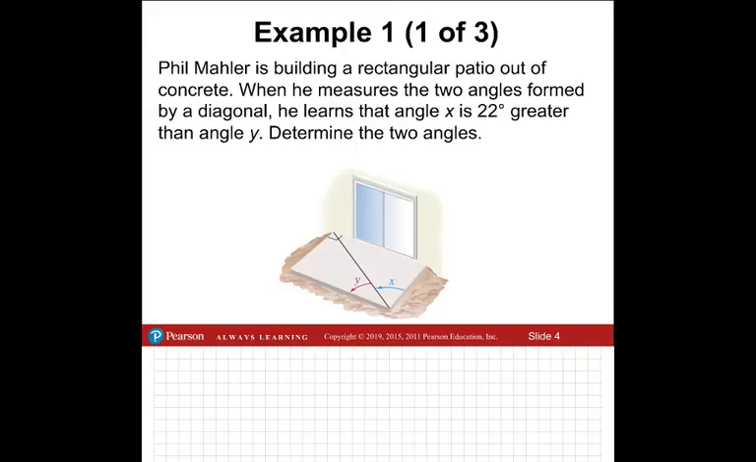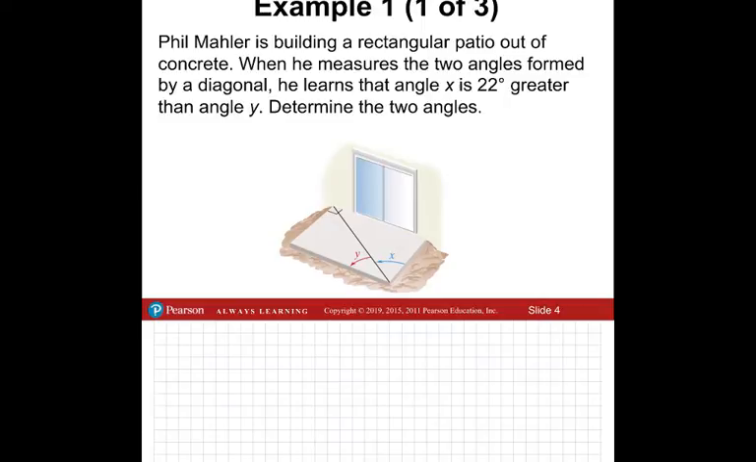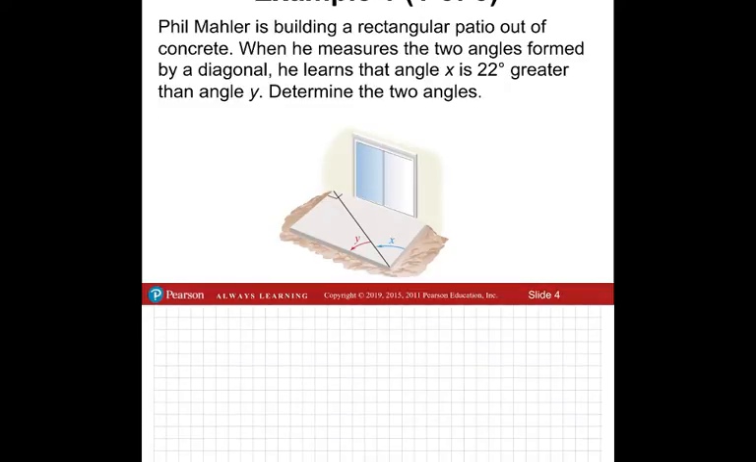He learns that angle X. Okay, so let's translate that sentence. It says angle X is 22 degrees greater than angle Y. So the direct translation is that X is going to be equal to angle Y plus 22 degrees.